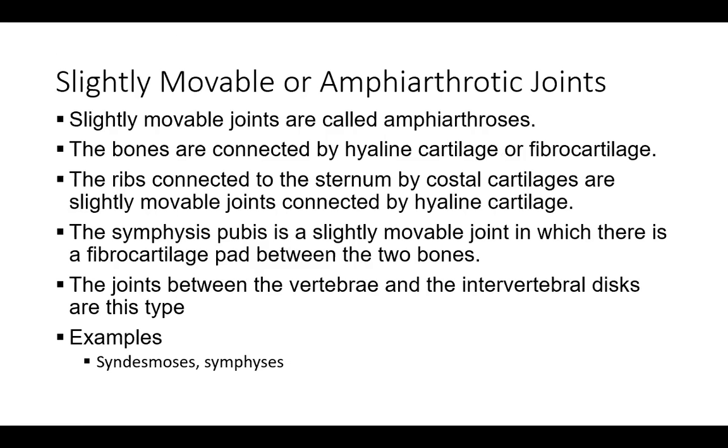Slightly movable joints, the amphiarthrotic joints, have bones separated by cartilage of some sort, either hyaline cartilage or fibrocartilage. The ribs attached to the sternum are held in place by hyaline cartilage, except for costosternal joint number 1. The pubic symphysis and the intervertebral discs are fibrocartilage. They separate the bones so that we don't have any friction, but also give us a little flexibility.